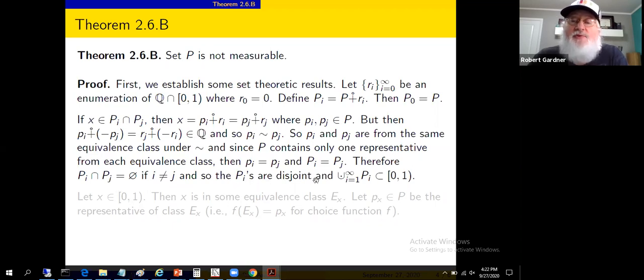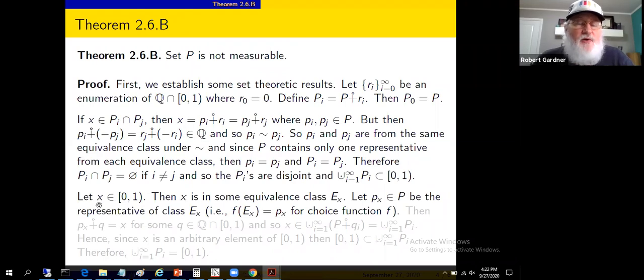So the P sub i's are disjoint, and they union to give a subset of the interval 0, 1. Okay, union them up, we get a subset of the interval 0, 1. We know they're disjoint, so we've got that going on. Do they equal everything in the interval 0, 1? Let's establish that. So we're going to draw a conclusion of equality from this with one more argument.